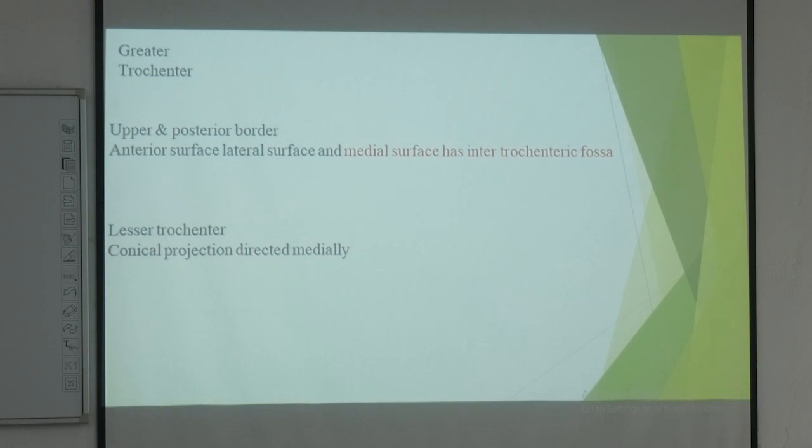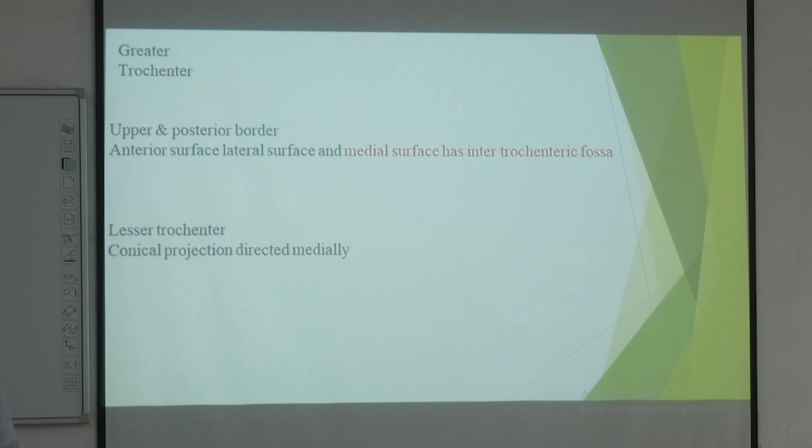Alright? So this greater trochanter, just like the neck, has got some features. It has the upper border, but it does not have the lower border. It has a posterior border. It has few surfaces. It has anterior surface. It has a lateral surface. The lateral surface, what you are touching basically. Anterior surface little bit anteriorly placed. Lateral surface of the greater trochanter you can feel. It is subcutaneous. And it has a surface, we call them as medial surface. So this medial surface is important. Inside the medial surface, we have a groove inside. We call them as intertrochanteric fossa. So we have to identify this.